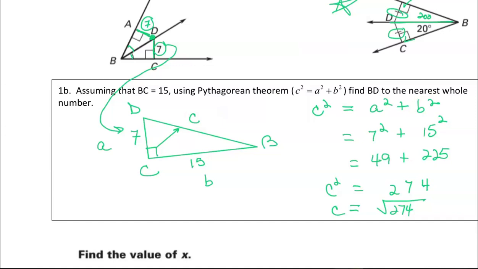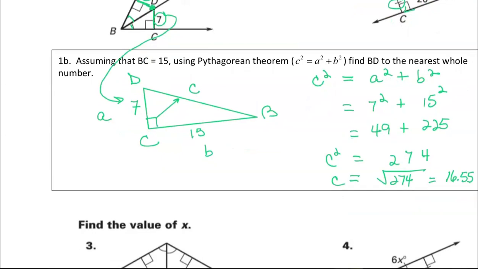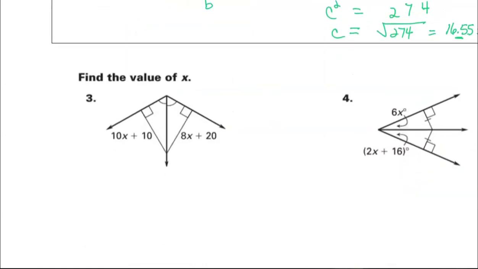And they want the answer to the nearest whole number. So C equals, let's see, it ends up being 16.55 in my calculator. So what's the nearest whole number? Because this is a 5, I'm going to round up. So my nearest whole number would be 17, and that would be my answer for BD. So BD is 17.